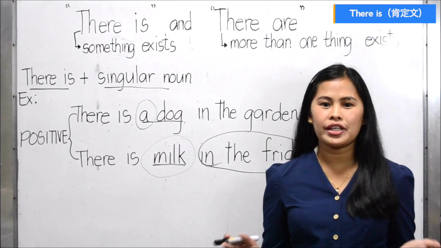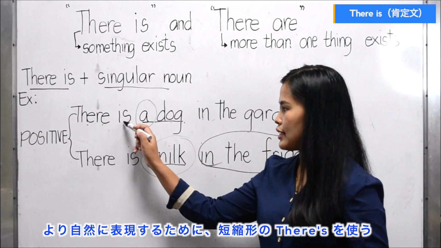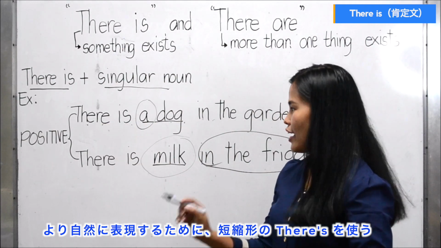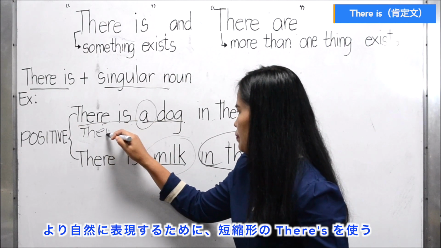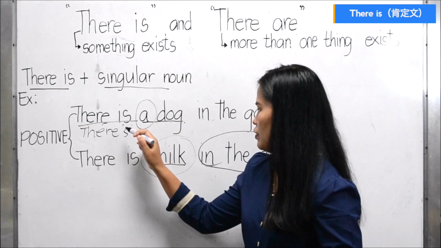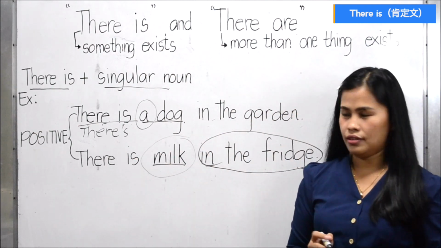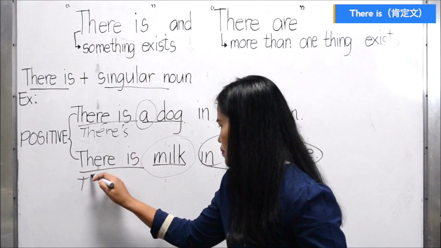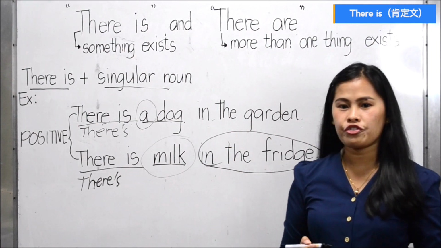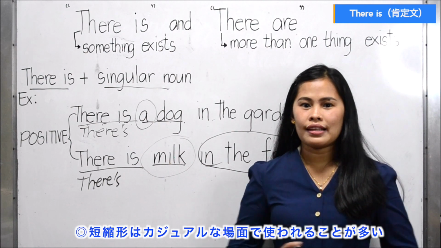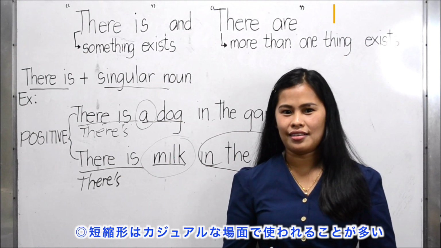To sound more natural, we can contract the words there and is. So we say there's. There's a dog in the garden. There's milk in the fridge. Take note that we normally use contraction in informal speaking.